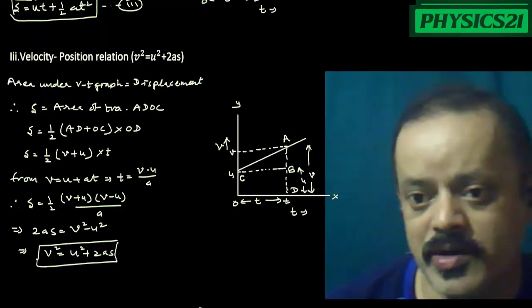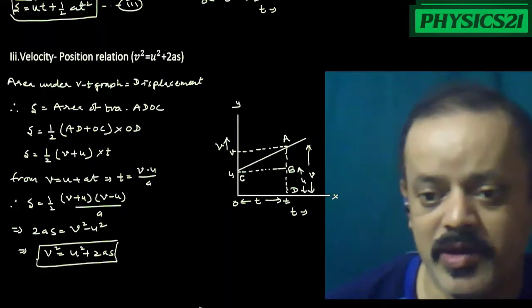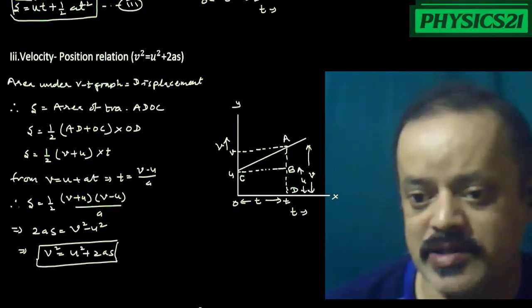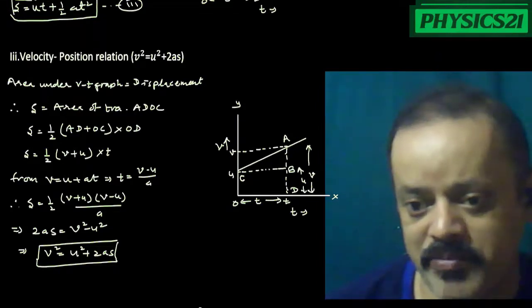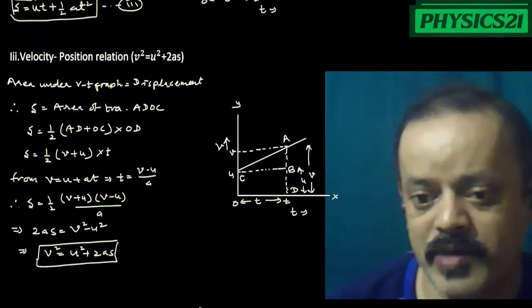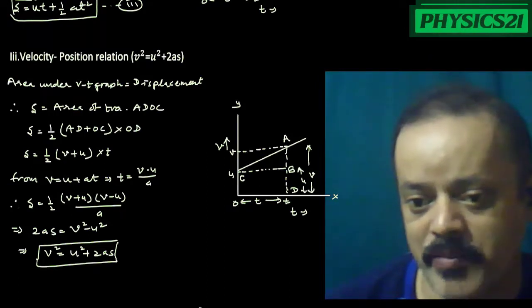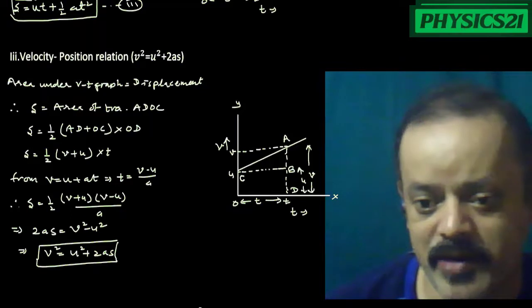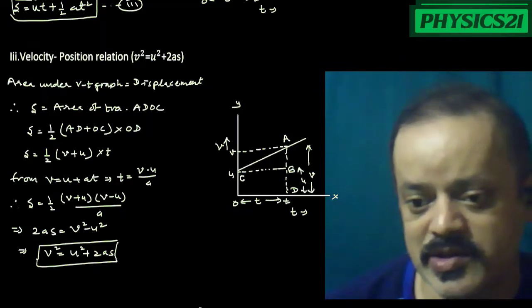To derive the third equation, we substitute the value of t from the first equation of motion, which is t is equal to (v minus u) divided by a. Now as we further simplify, we get S is equal to 1/2 (v plus u) multiplied by (v minus u) divided by a. Now as we solve it, we get v squared is equal to u squared plus 2aS, which is the third equation of motion.